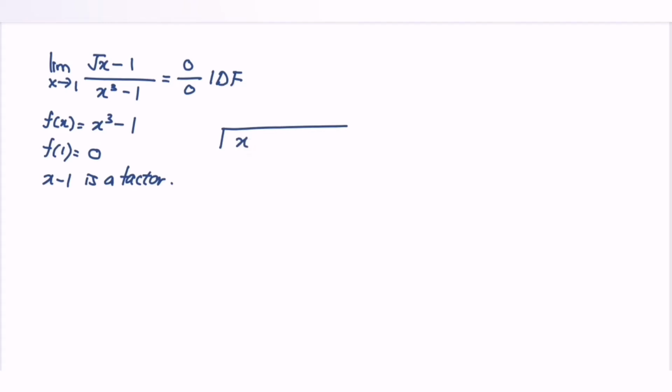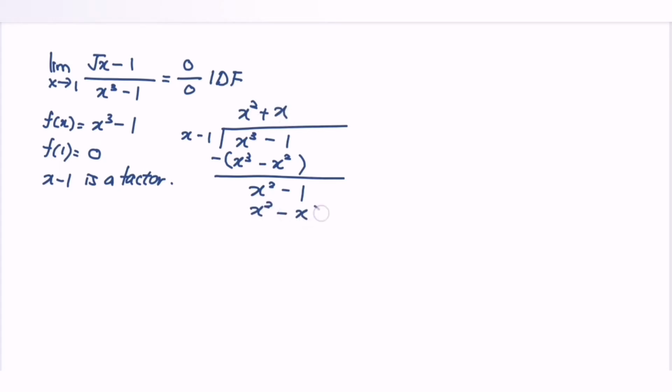Here we have x to the power of 3 minus 1 for p(x), and the factor would be x minus 1. Kindly multiply with x squared, so we will have x to the power of 3 minus x squared. Simplify, so we will have x squared minus 1. Next, multiply with x, so we will have x squared minus x. Simplify, so we will have x minus 1. Finally, plus 1, so we will have x minus 1, and we have the remainder 0.